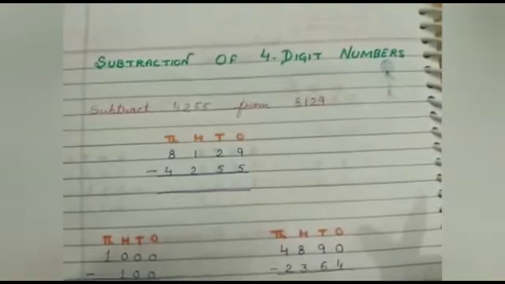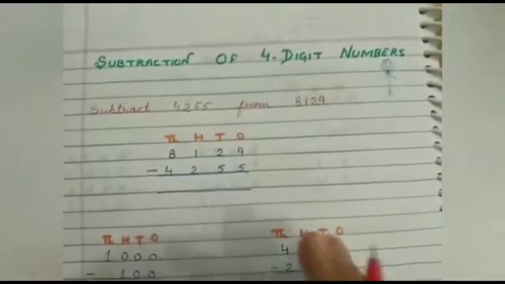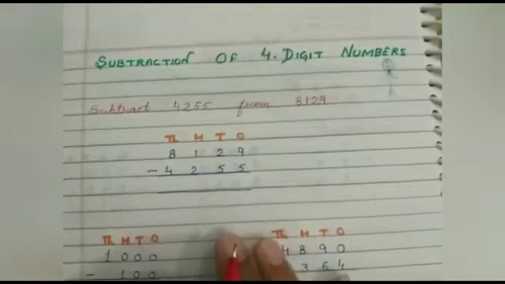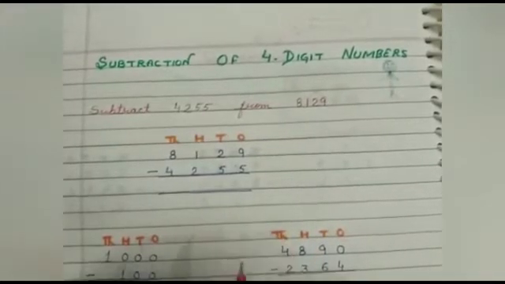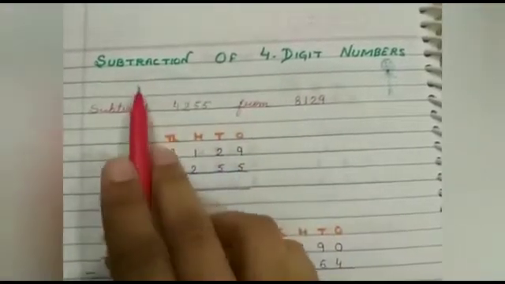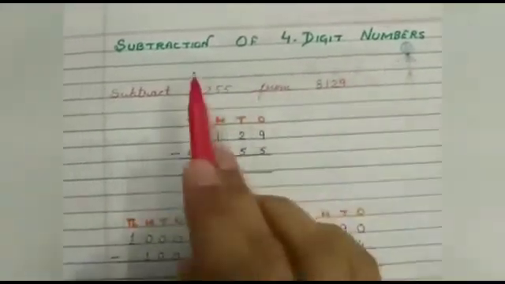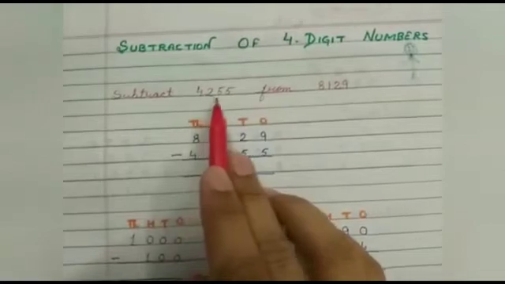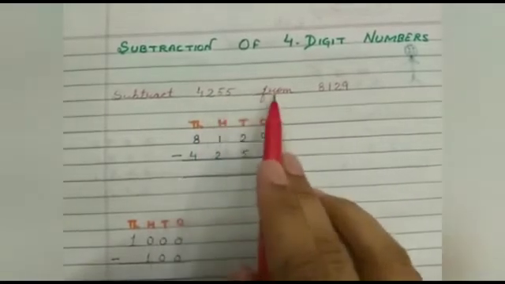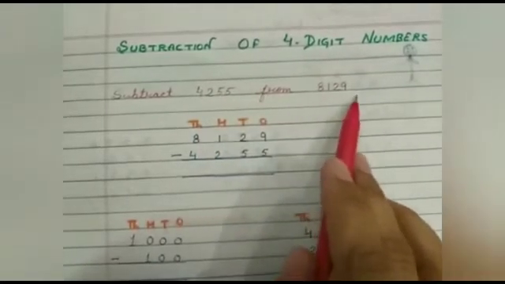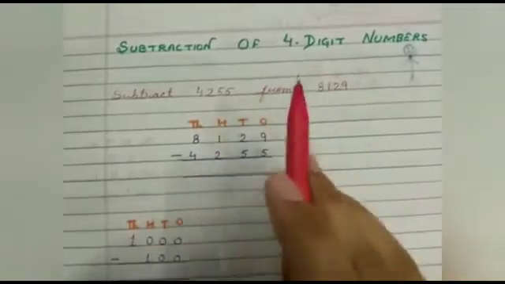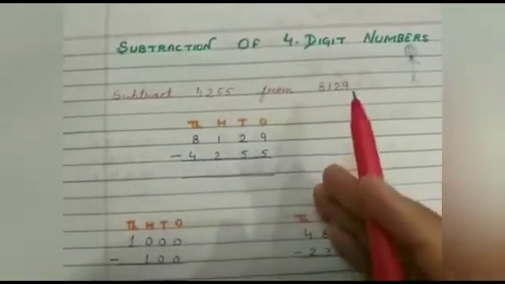A very good morning to all of you. So in the previous class we discussed how to subtract a 3-digit number. In this class we will discuss how to do subtraction of a 4-digit number. So in this I have given a question, subtract 4255 from 8129. Before starting, first we have to arrange the numbers in columns.